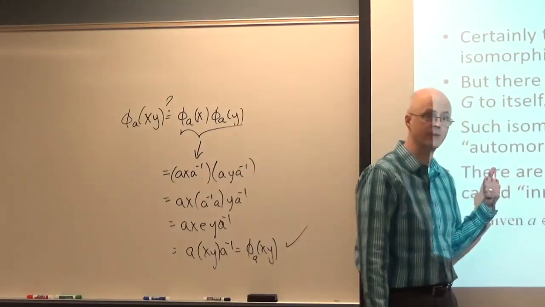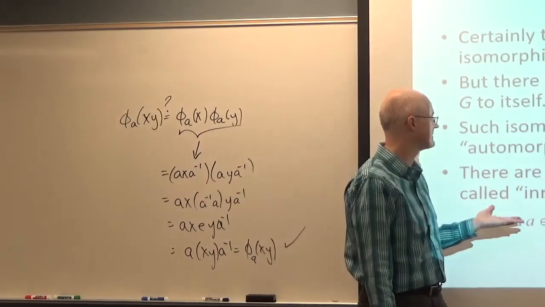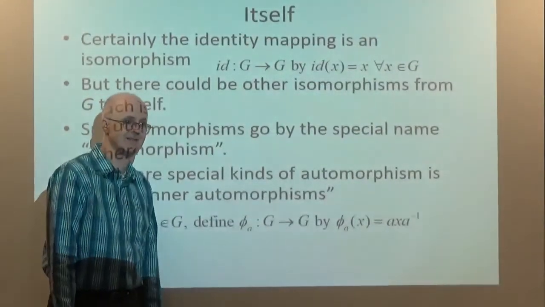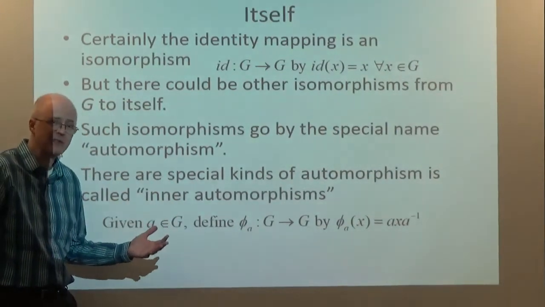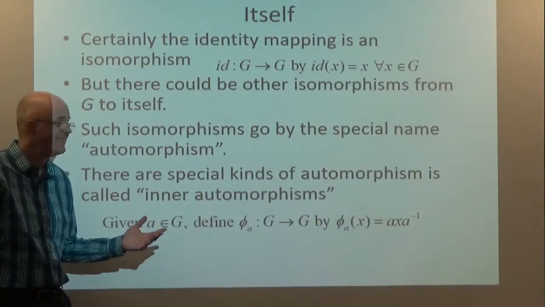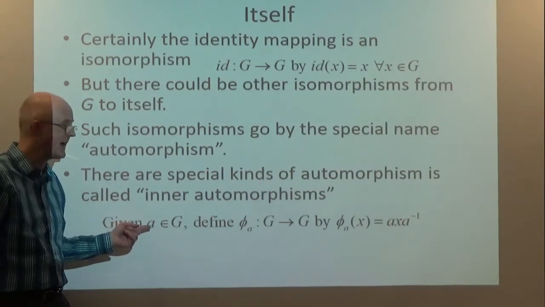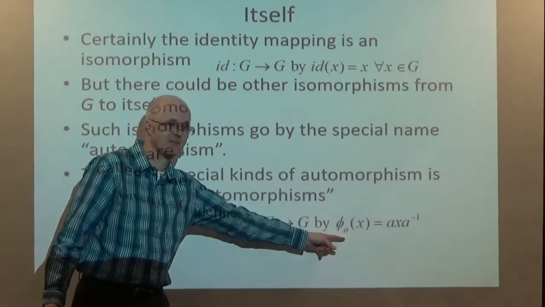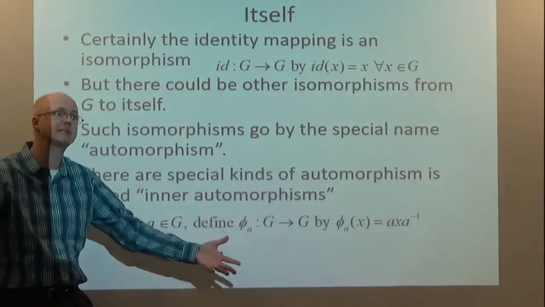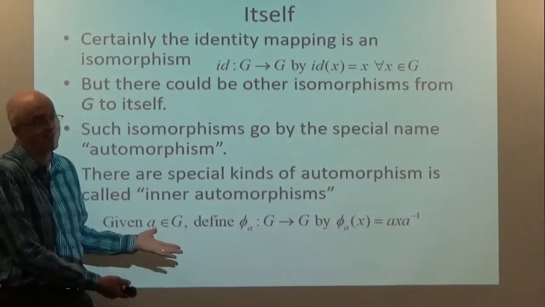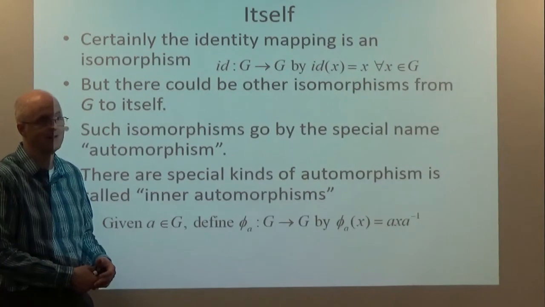It is an automorphism, but it's a special kind of automorphism. It's got a formula. In general, automorphisms might not have nice formulas. These inner automorphisms do. They have nice formulas. So every inner automorphism is an automorphism, but there could be some automorphisms that are not inner automorphisms.